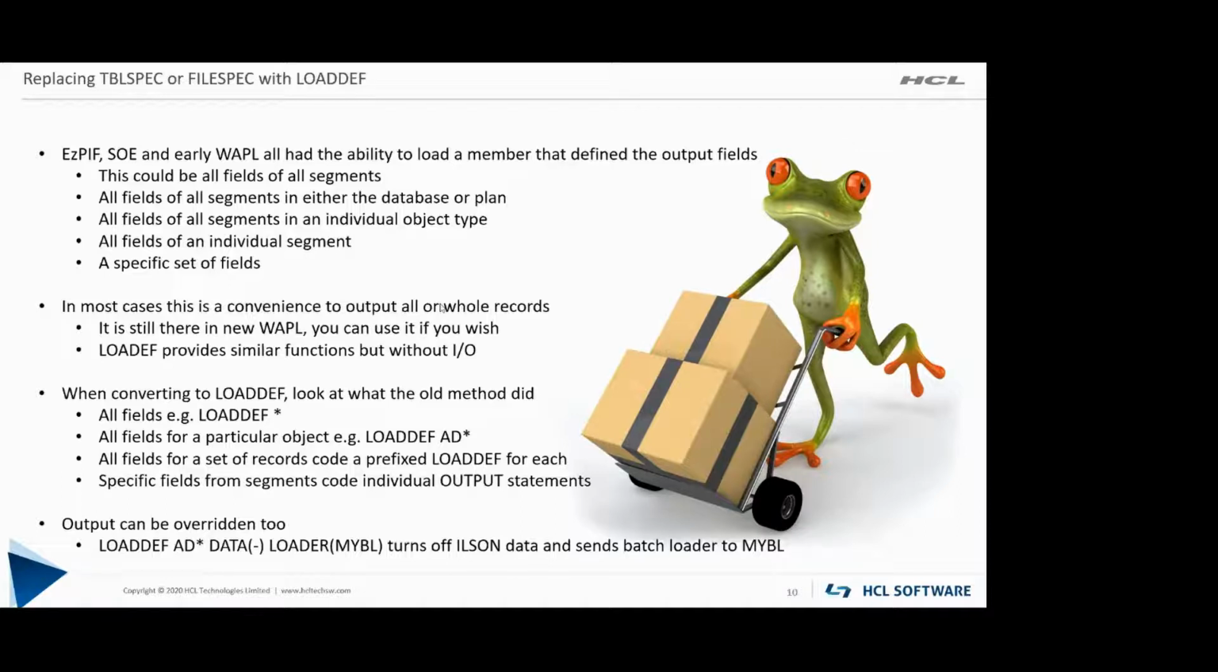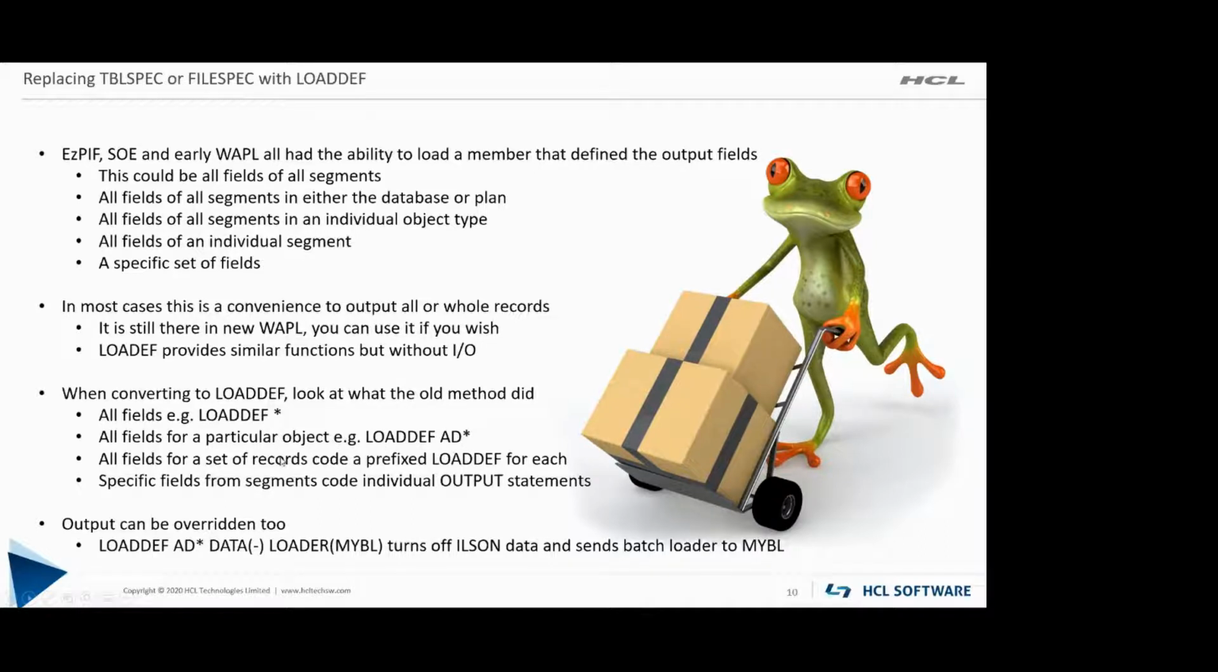So now, instead of having to find the file with all the members in, the load def command does a similar thing, but it's a command in your sysyn, and it does it without any IO. So if you wanted to output absolutely anything from your WAPL, then you just put load def asterisk. If you were just interested in things for your application database, then load def AD asterisk will do the job.